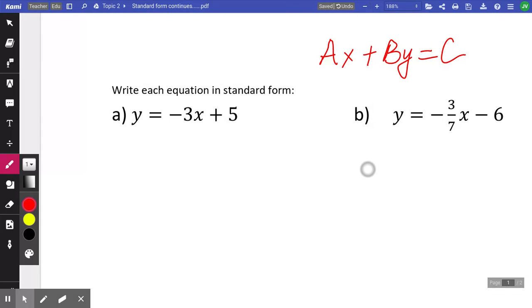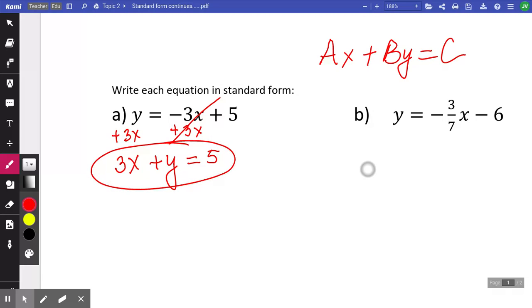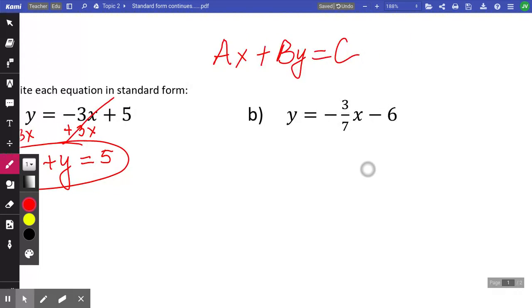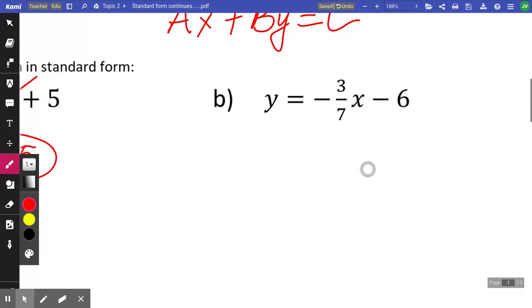So let's get started. I will have to switch this negative 3x to the other side. If I cancel this negative 3x by adding 3x, I can easily do that, okay? That cancels. So on the left side, I have positive 3x plus y equals 5. Now this equation is in standard form, where a is 3, a positive integer, b is 1, and c is 5. Let's take a look at this other example.